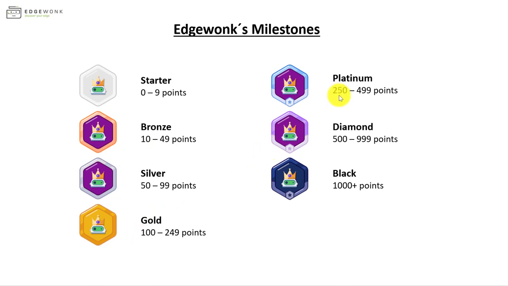Platinum goes from 250 until 499 points. Diamond goes from 500 to 999 points. And you will reach the final black level after you've achieved 1000 milestone points.